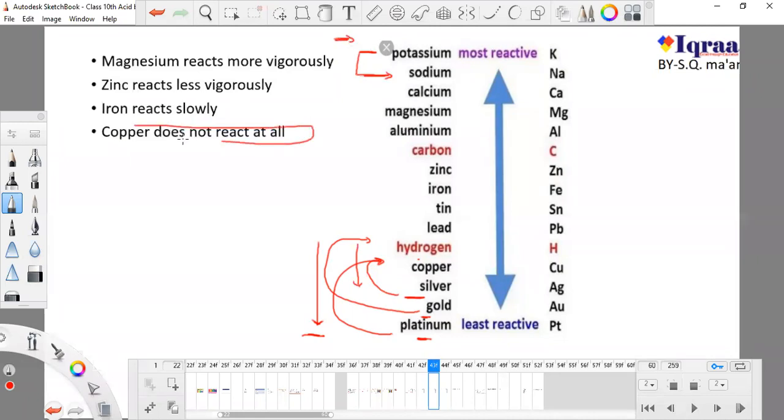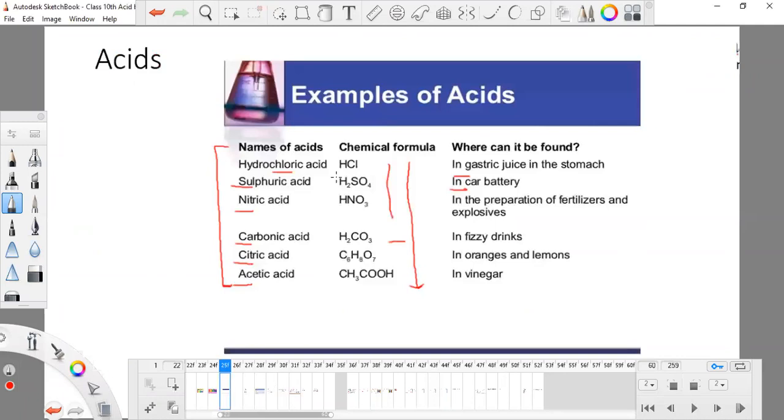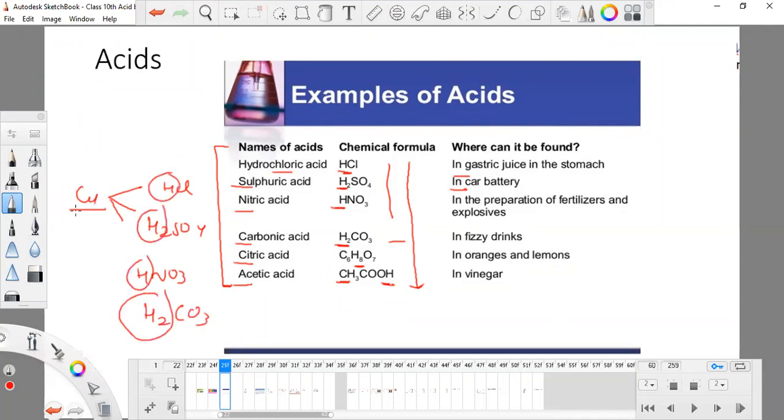So copper cannot react with acids because only acids contain hydrogen. We studied yesterday that only acids have hydrogen. We know that each and every acid has hydrogen and can release it. That's why copper never reacts with any acid, because copper doesn't have the capacity. Copper can't replace these hydrogens because it is less reactive, so it will remain alone.